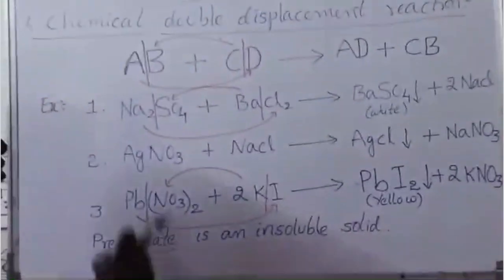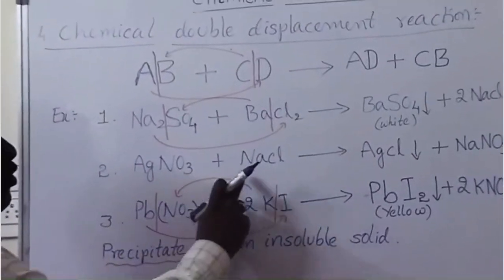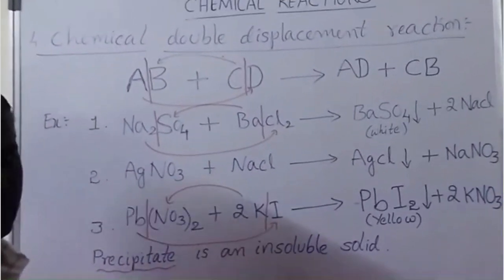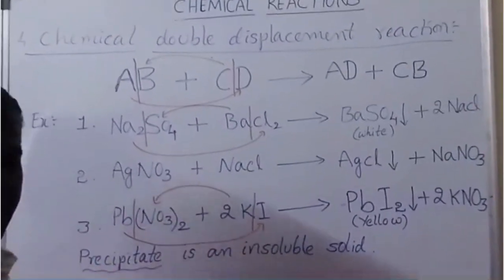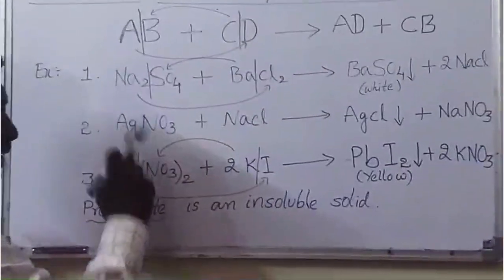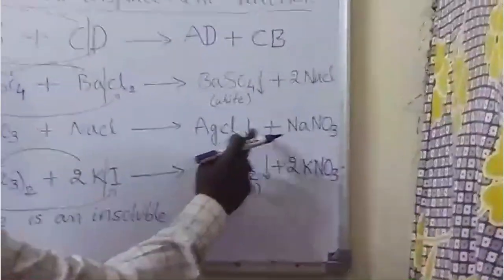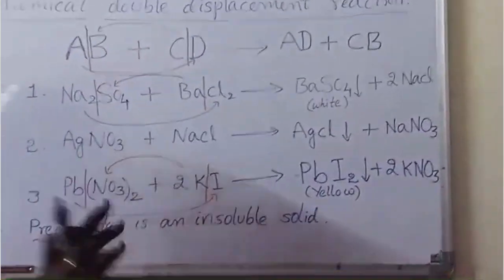Second one. Silver nitrate, AgNO3, sodium chloride, NaCl. Both are compounds. They are combined in a double displacement reaction. Silver combined with chlorine, then sodium combined with nitrate. Therefore, AgCl plus NaNO3. Here silver chloride is a precipitate.